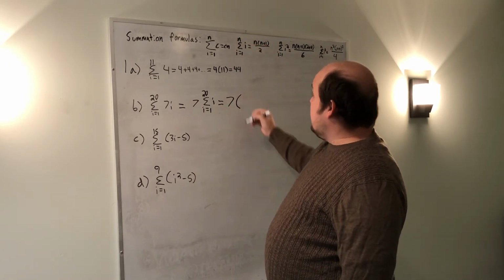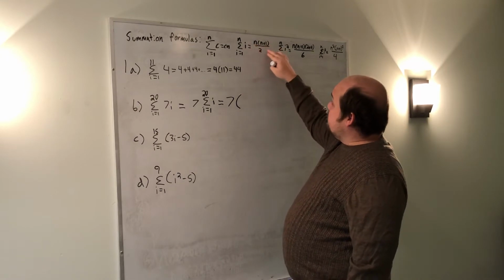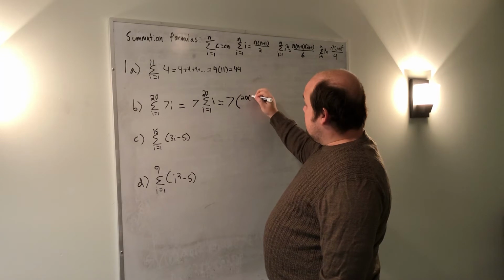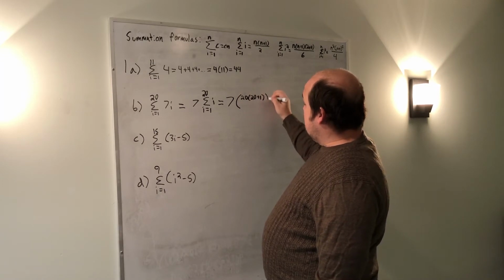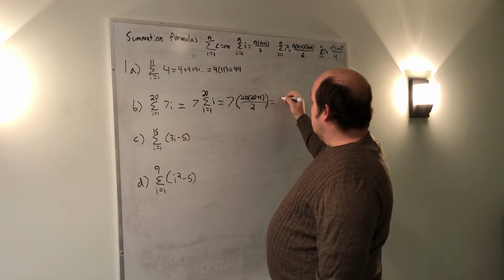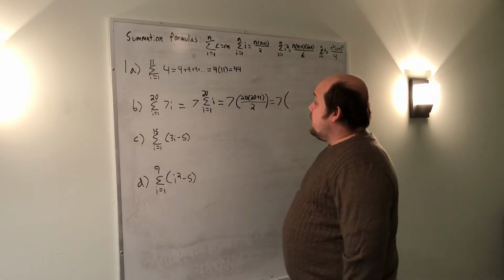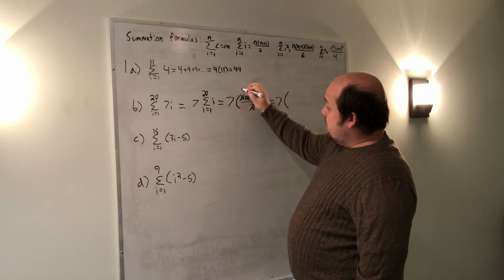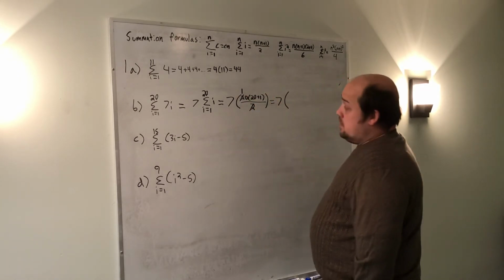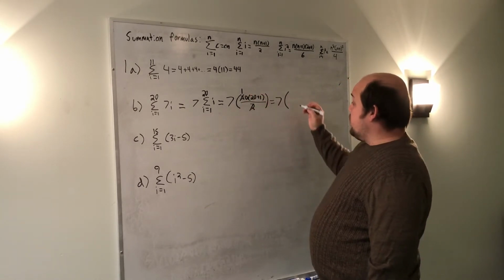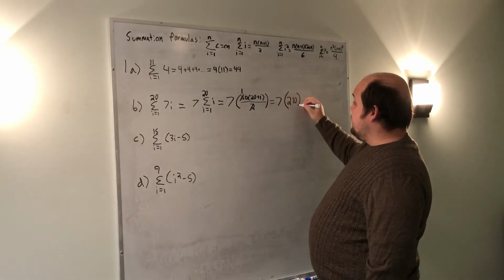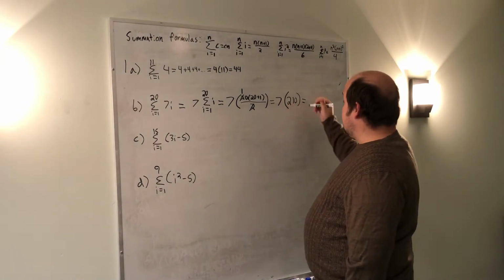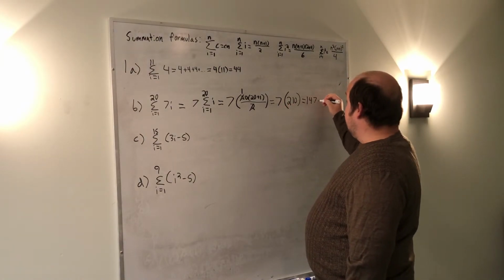So 7 can stay here. This becomes n times n plus 1 over 2. So that becomes 20 times 20 plus 1 over 2. 7 stays. When I do 20 and 2 and I divide them, I can get rid of this and make it 10. So it becomes 10 times 21, which gives me 210. My final step is to multiply that by 7. 7 times 210 gives me 1470.